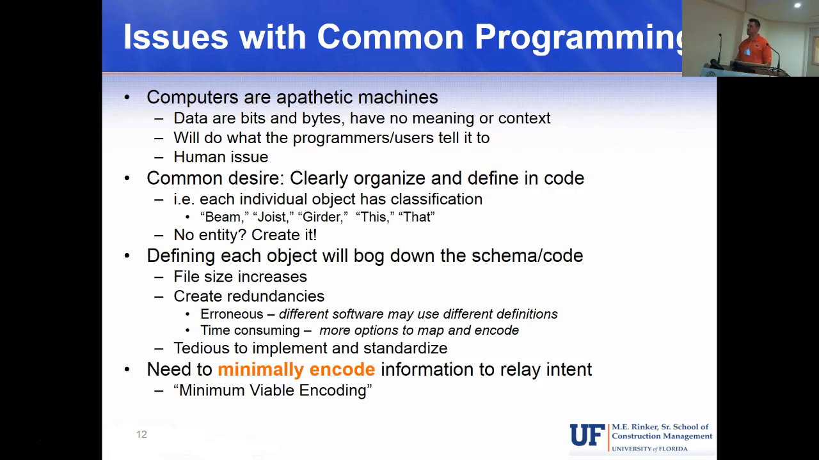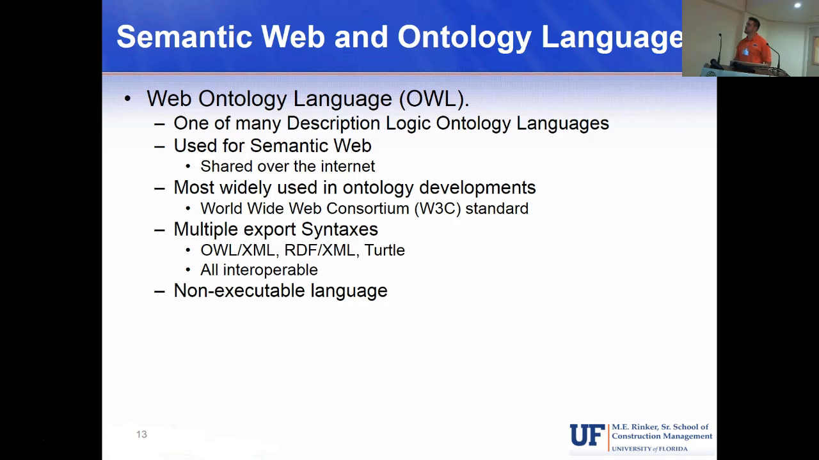And so we need to minimally encode information to relay intent. For those who have knowledge about business, you might have heard the term MVP, minimum viable product, right? So how can we minimally code to get our intent out? That can be achieved by using semantics and logic via ontologies.